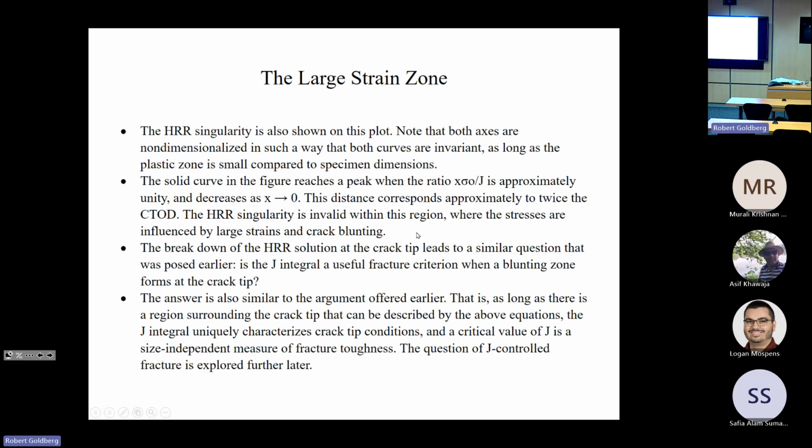the crack tip? And the answer is similar to the argument that we talked about earlier when we talked about linear elastic fracture mechanics: as long as there's a region surrounding the crack tip that can be described by all these equations we talked about, the J integral does uniquely characterize crack tip conditions, and the critical value of J is a size-independent measure of fracture toughness. And next week we'll talk in a bit more detail about the question of J-controlled fracture, the same way for linear elastic fracture mechanics we talked about K-controlled fracture.